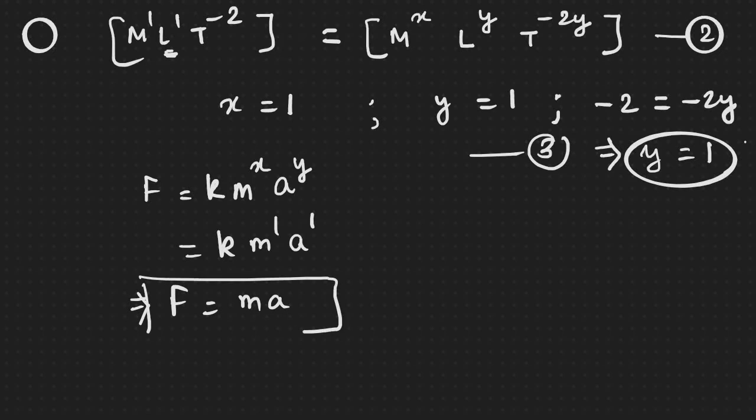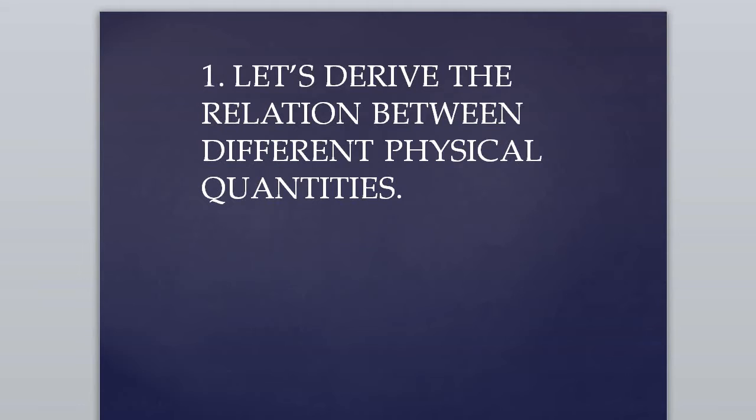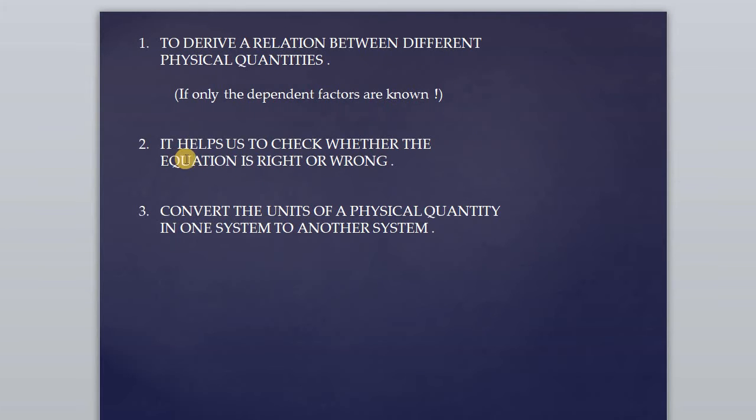This is how we derived a formula relating different physical quantities using the dimensional formula. This is the process of how we do it. Now here we can write K equals 1, which is a dimensionless constant, and it is equal to 1 experimentally. Okay, so this is the first one. Then we will move to the second one. What was the second one?